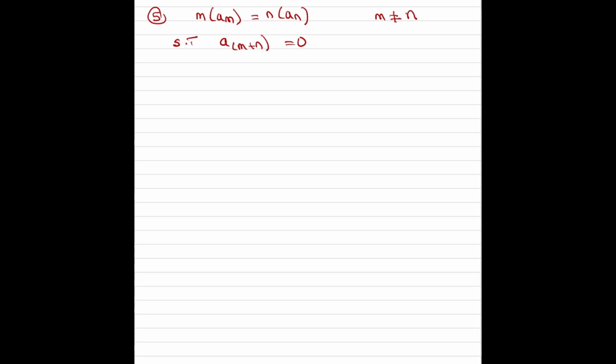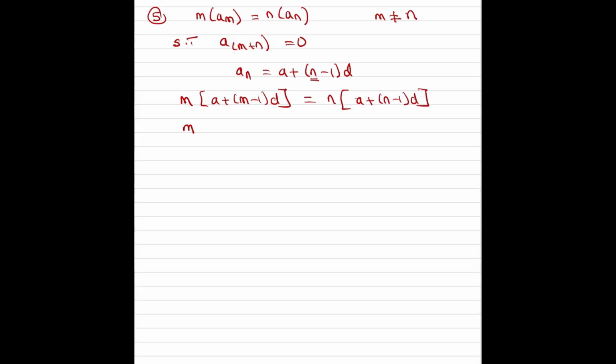Given. Now, the general formula: a_n equals a plus (n minus 1) times d. So now, m times the mth term. Instead of n, we are going to write m. m times (a plus (m minus 1) times d) equals n times the nth term, n times (a plus (n minus 1) times d).